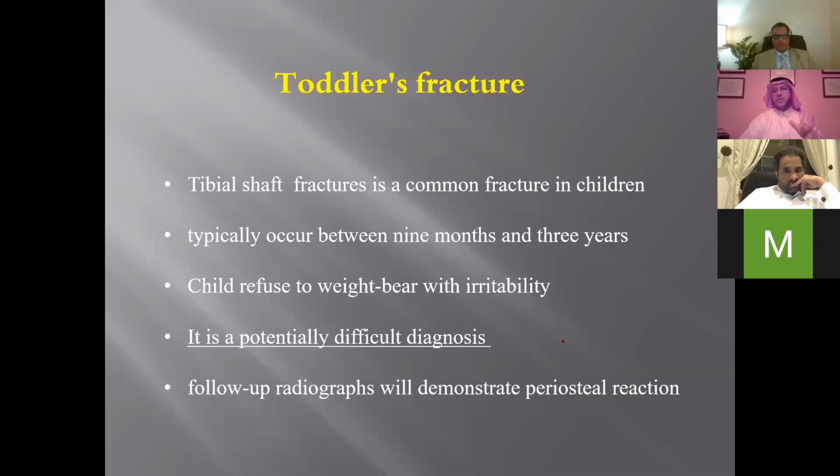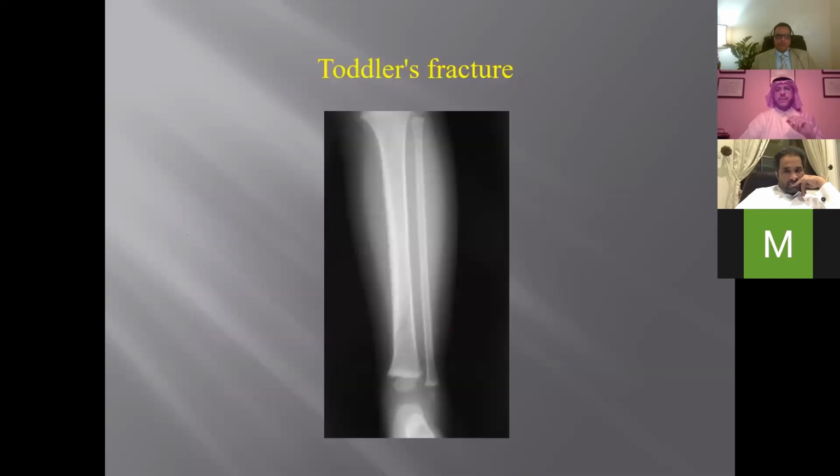The kid will refuse to walk on his affected limb. And as I mentioned, it's difficult to diagnose such condition. Again, if you focus here, there is kind of lucency here, and this is what's called toddler fracture. There is lucency of the distal part of the tibia.